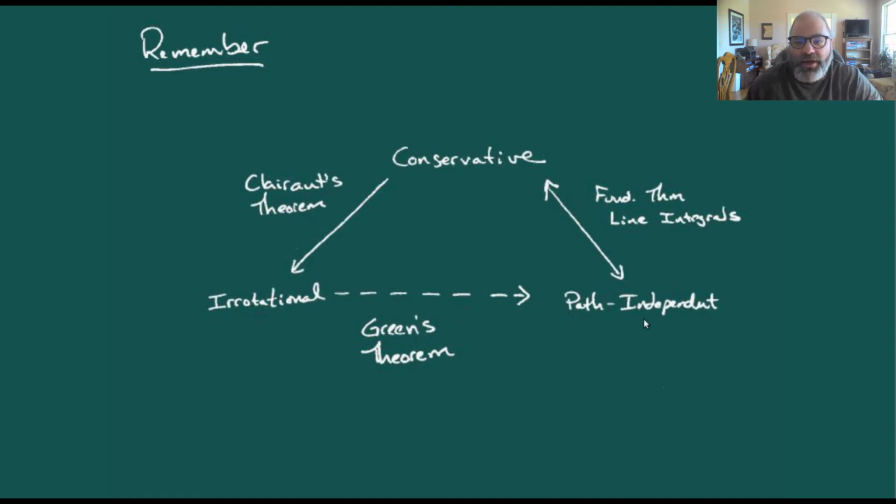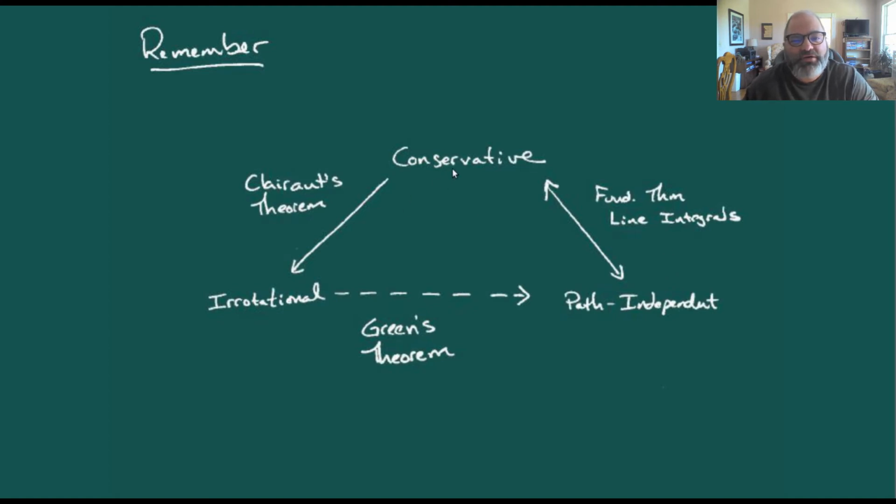Then we had path independence, which basically said that if we did the line integral between two different points, it didn't matter what path we followed, we were going to get the same answer no matter what. And our fundamental theorem of line integrals gave us the connection: if you were conservative, then you were path independent, and if you had a vector field that was path independent, then it was going to be the gradient of some potential function. That was our fundamental theorem of line integrals.